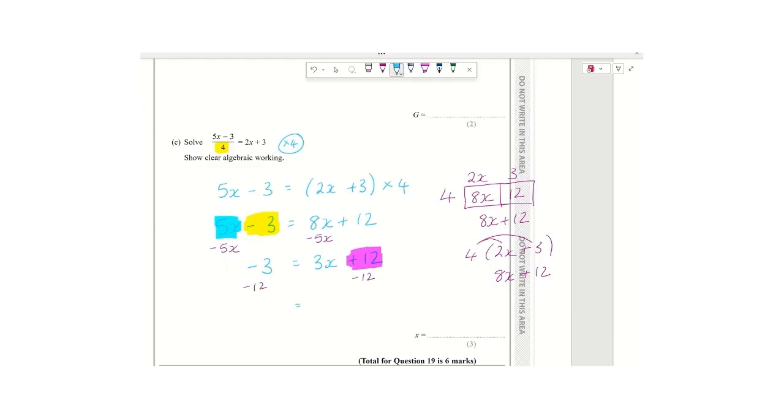So I've then got minus 3, take away another 12, and you can use your calculator for that to get minus 15. And then I've still got my 3x on this side. And then I've got 3x's and I want to find 1x, so I've got to divide both sides by 3. So when I do minus 15 divided by 3, I get minus 5. So x will be minus 5.